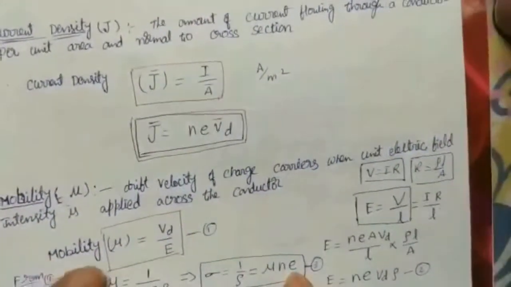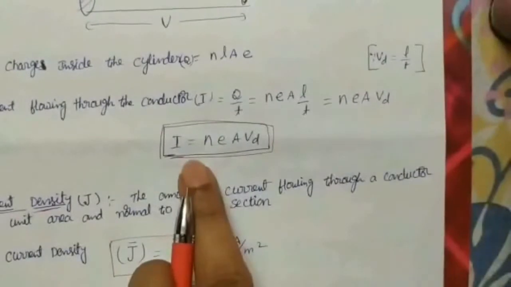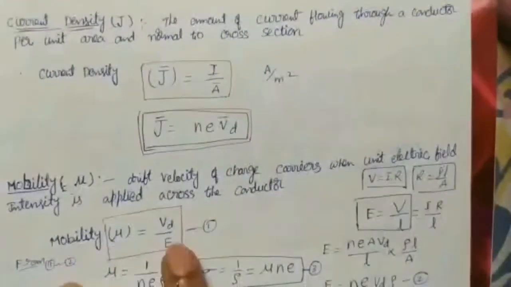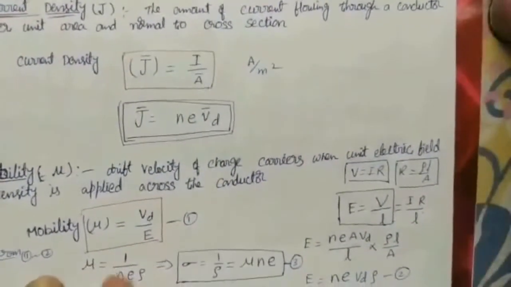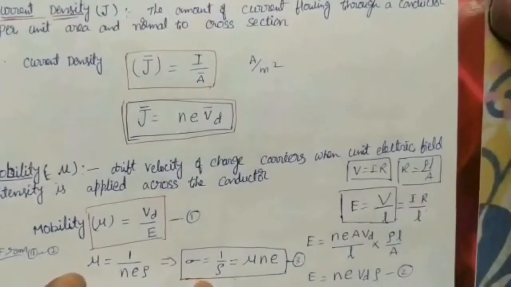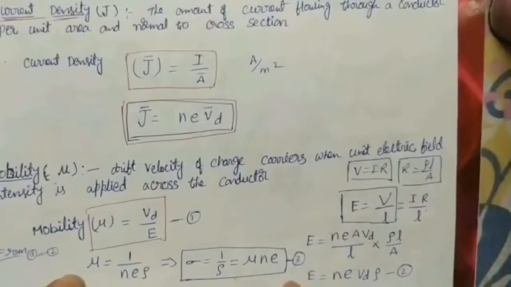Okay. Here the important formulas are: the current and drift velocity relation, the current density and drift velocity relation, the mobility and drift velocity relation, the mobility and conductance relation, and the mobility and resistivity relation.